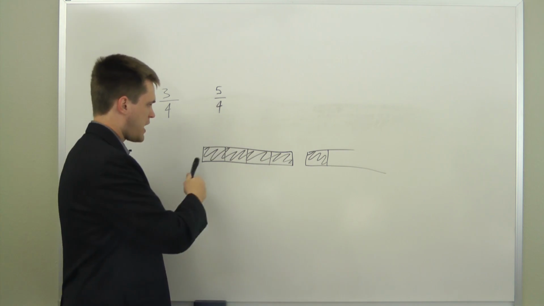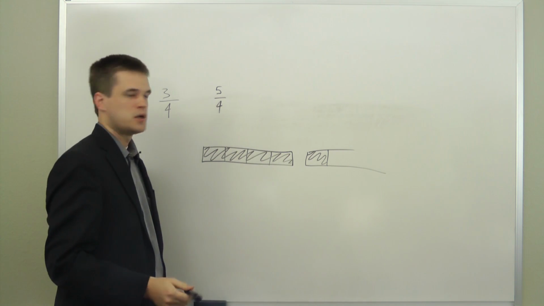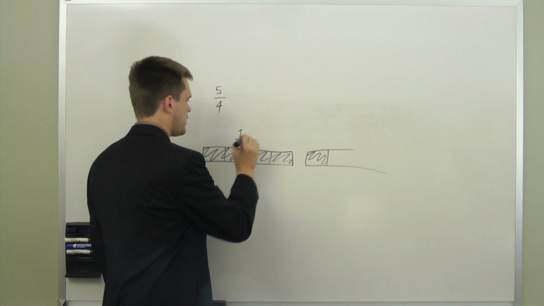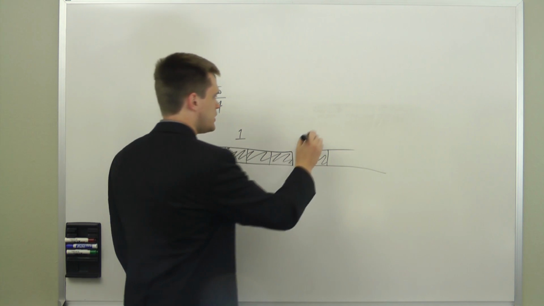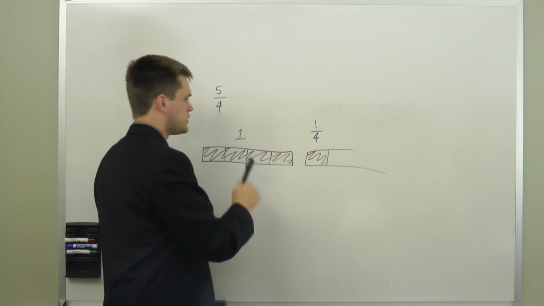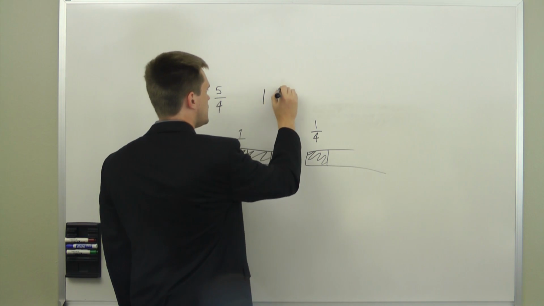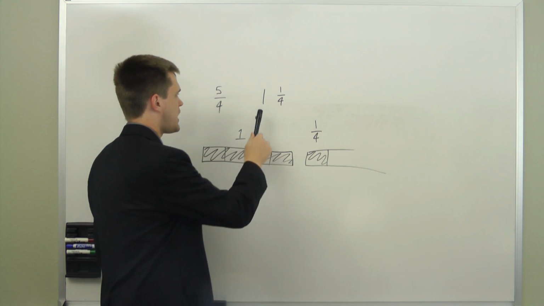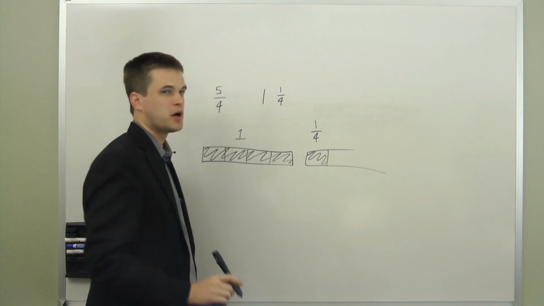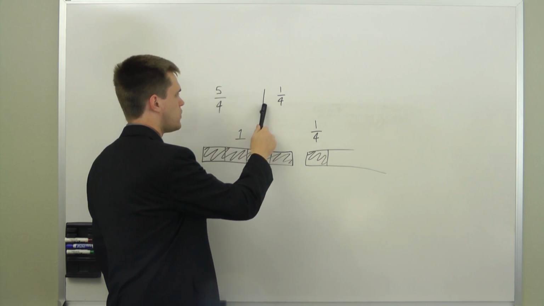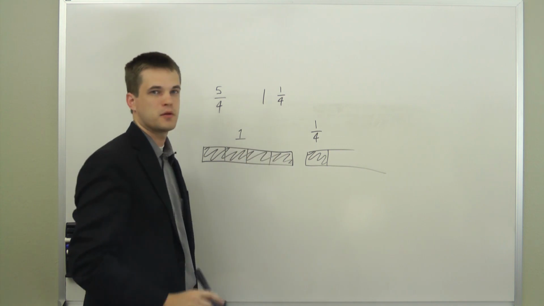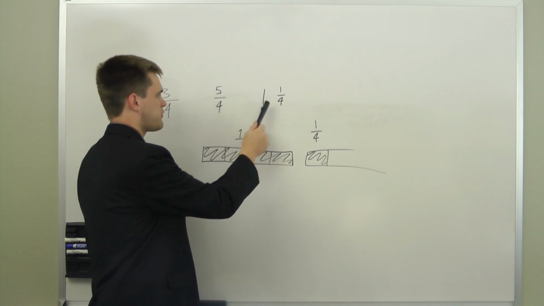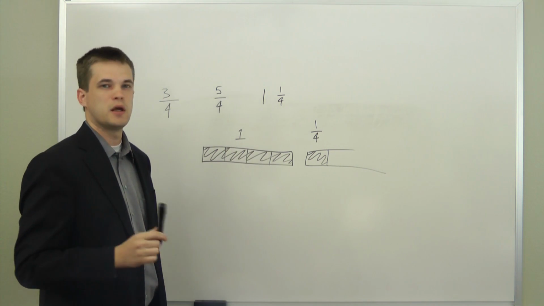Oftentimes, when you have a quantity like this that's greater than 1, you'll see what's called a mixed number. This is a whole, so we can call that 1, and this over here is another 1/4. So the way you'll see this written commonly is 1 and 1/4. It's called a mixed number because you have an integer part mixed with a fractional part. Essentially what you're saying is 1 plus 1/4, or 1 and 1/4. Now you can convert between improper fractions and mixed numbers pretty easily.